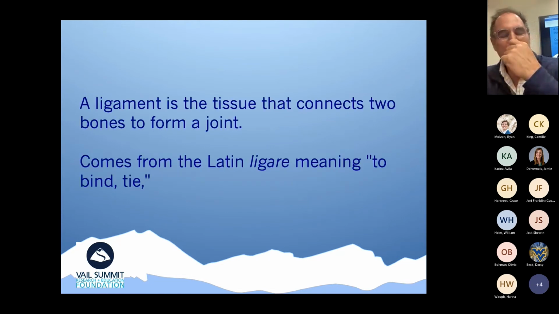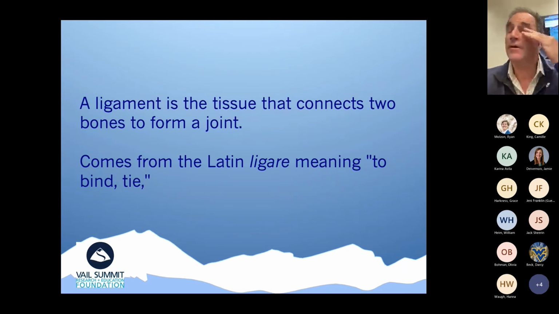So a ligament is a band of tissue that connects a bone to another bone, not to the same bone, and crosses a joint. So there's no such thing as a ligament that goes from the femur to another part of the femur. It has to cross a joint to be considered a ligament. Because of that, it doesn't contract, it doesn't move. It gives a joint stability. So it's a tissue that connects two bones and crosses a joint. It comes from the Latin ligare, which means to bind or to tie.